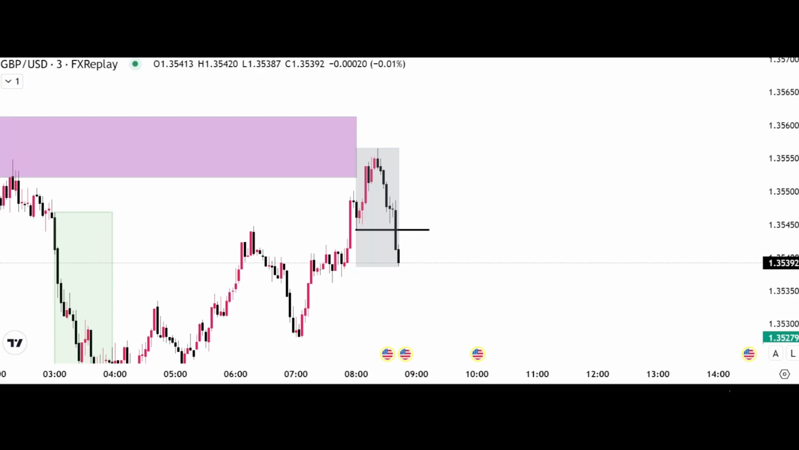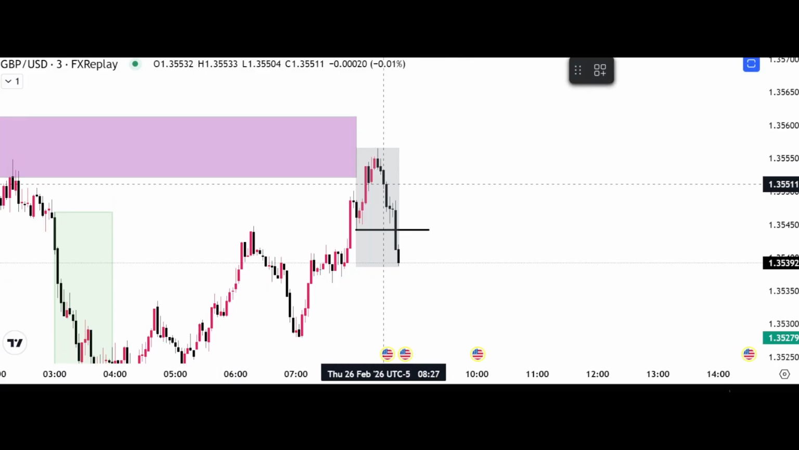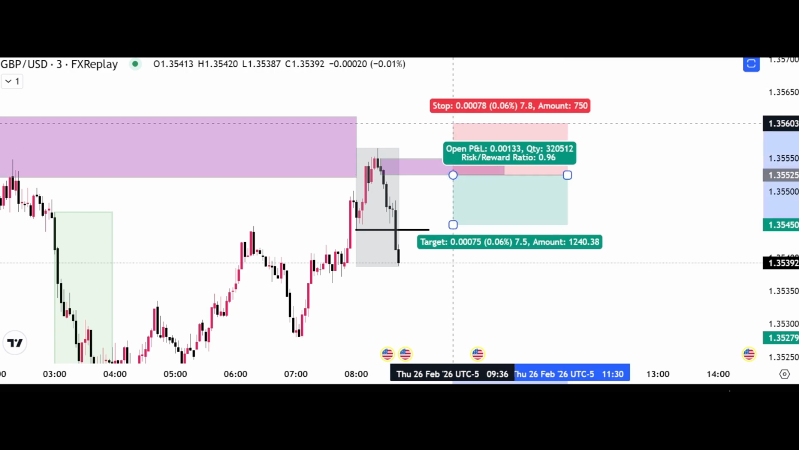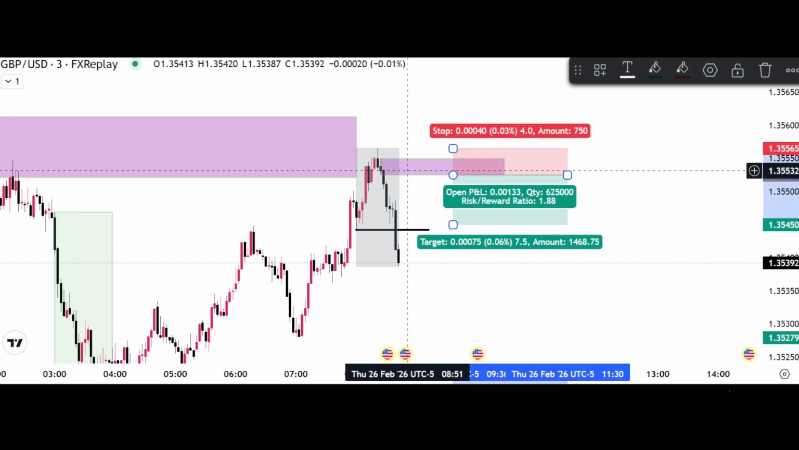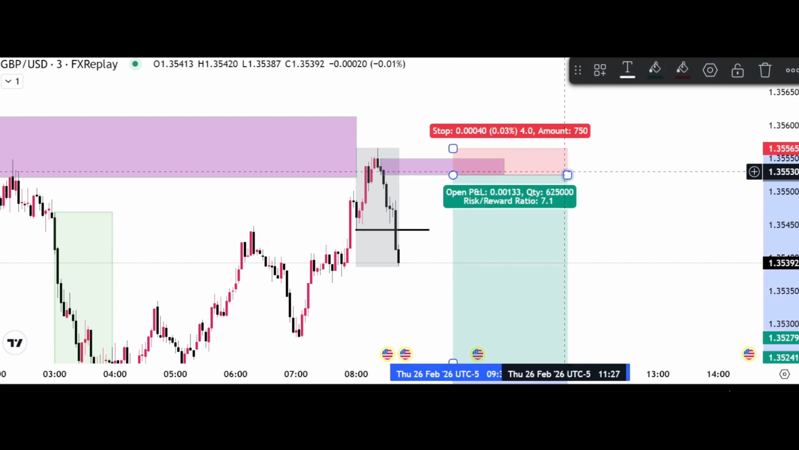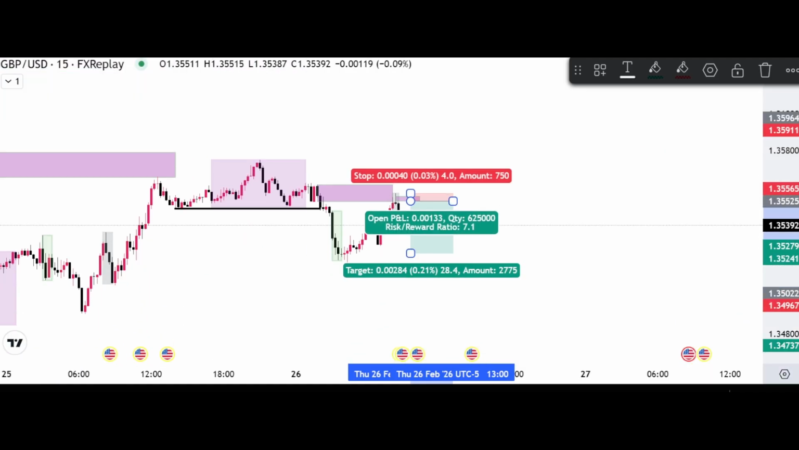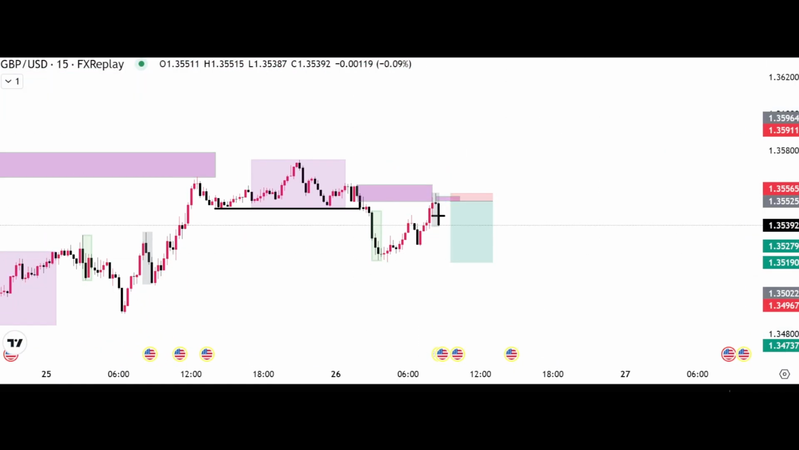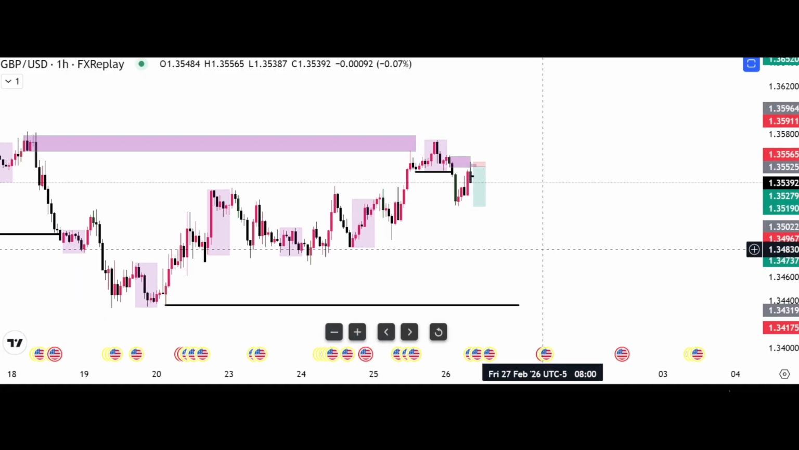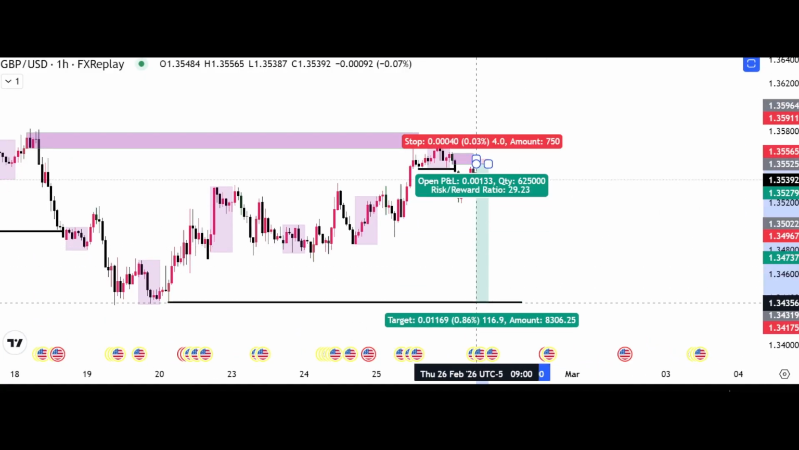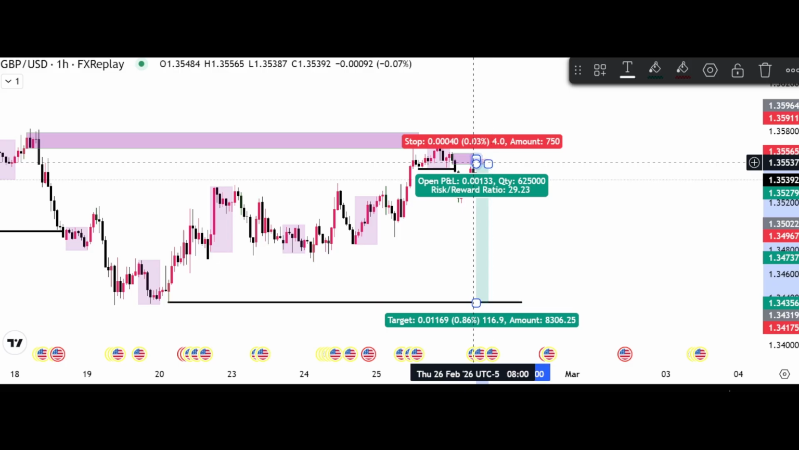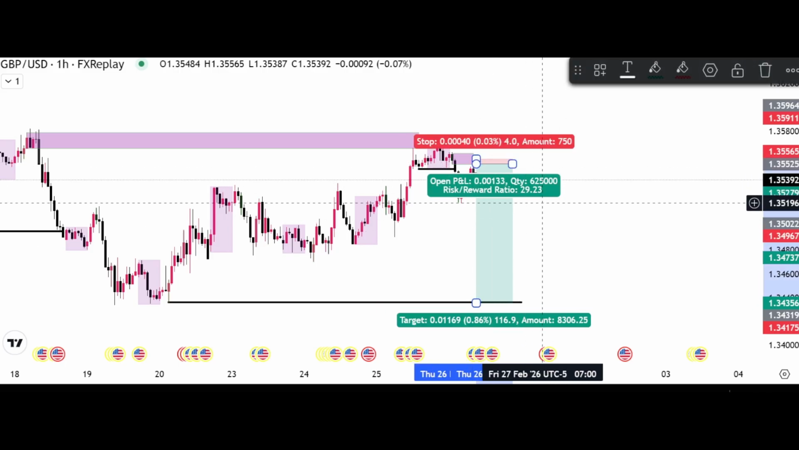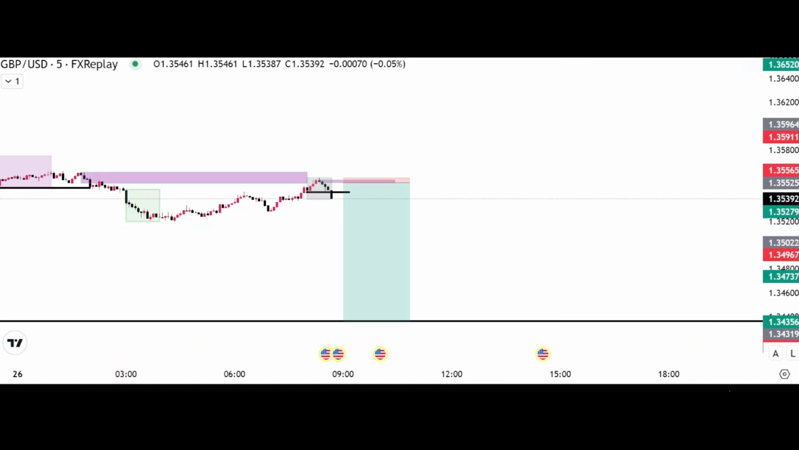Since we are entering on 1 minute, we should always take the extreme point of interest. Stop loss above this swing high and take profit. You can do two things. Target the 15-minute low, or since we are with the trend, we can target the 1 hour swing low. As you can see, if this hits take profit, we will gain around 29.23 R. So it is that simple.